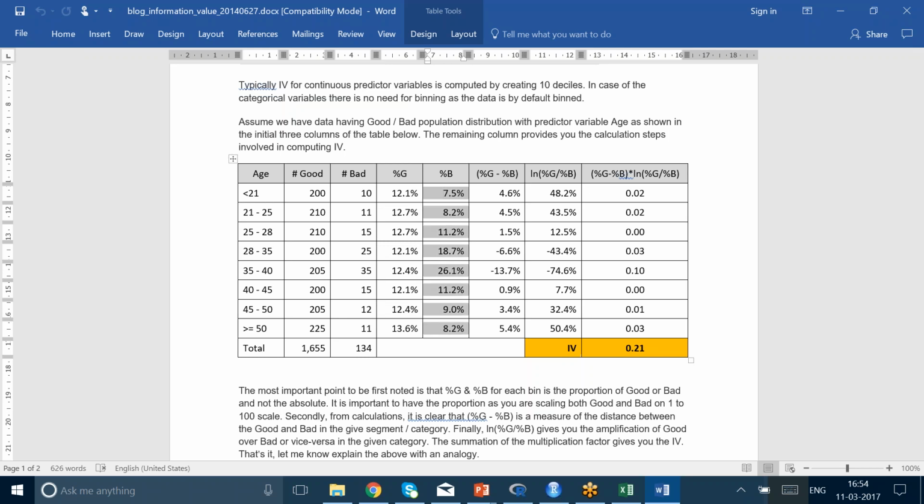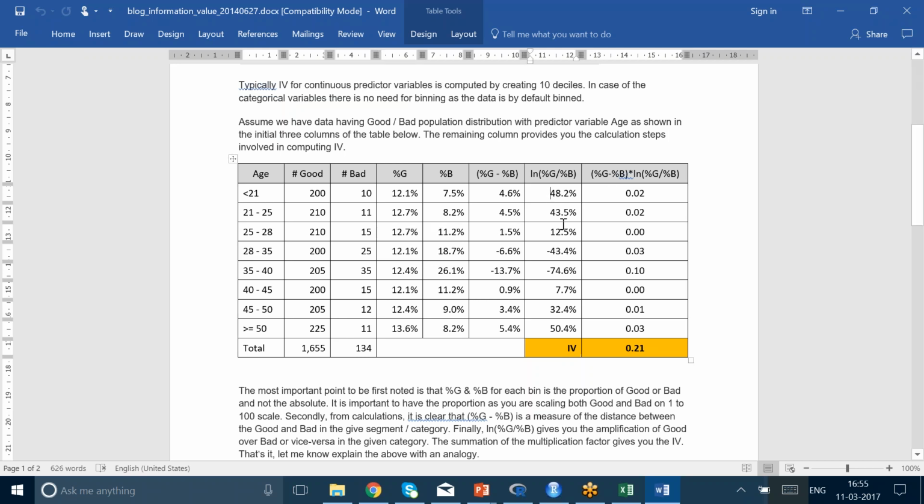Now the calculation for information value is, step 1, you compute the difference of percentage good minus percentage bad in a given bucket. When I do that calculation, 12.1 minus 7.5, 4.6. Likewise, I have to do this calculation for each of these rows. That is the first step. Percentage target 1 minus percentage target 0, percentage good minus percentage bad.